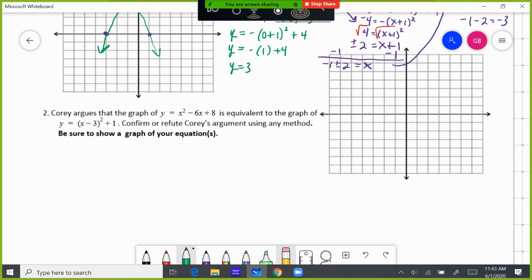Number 2, Corey argues that the graph y equals x squared minus 6x plus 8 is equivalent to the graph of y equals x minus 3 squared plus 1. Confirm or refute Corey's argument using any method. Be sure to show a graph of your equations. So I'm going to show you a graph of that. Just give me a second.